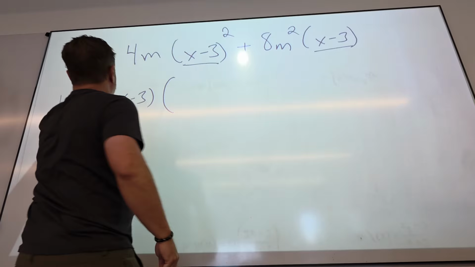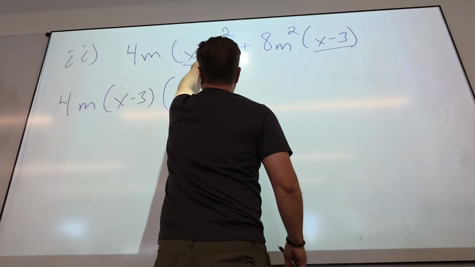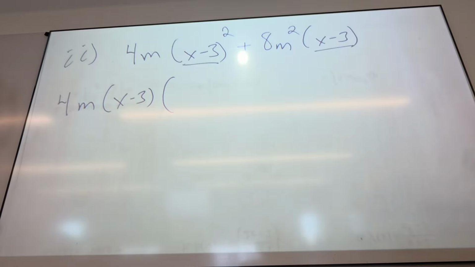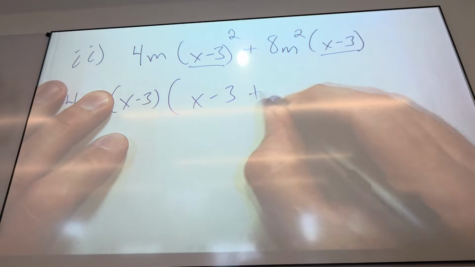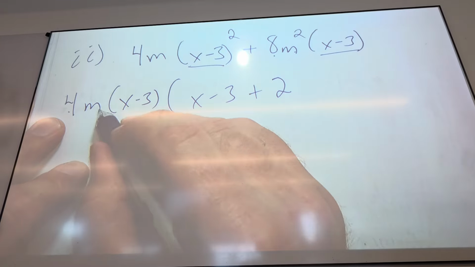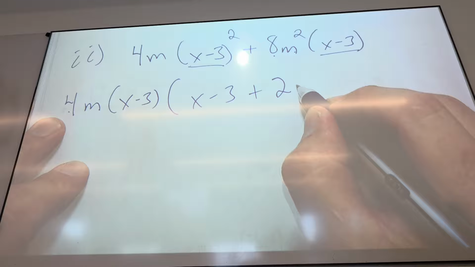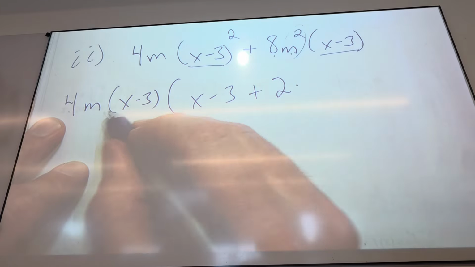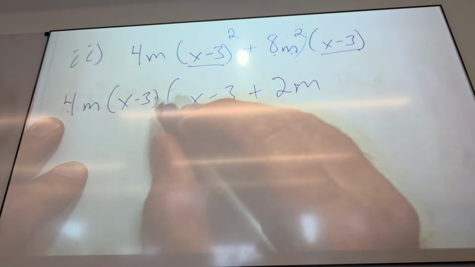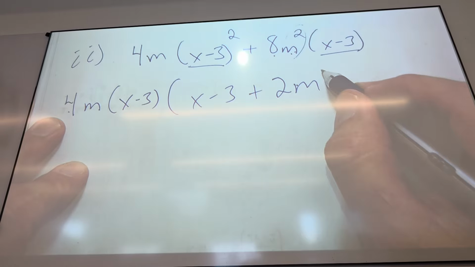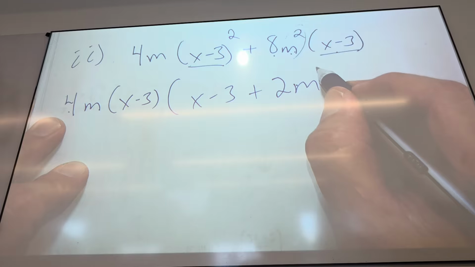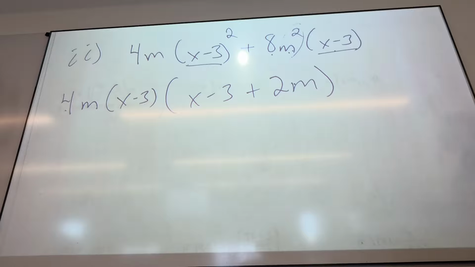So this had a 4, I took it. He had 1m, I took it. He had 2 of these, I took 1. What's left? Good, there's 1 x minus 3 left. He had an 8 divided by 4 is, he had 2 m's, we took 1. He had 2 m's, we took 1. 1 m left. He had 1 x minus 3, and we took 1 away, so he's got no x minus 3's left, yes?